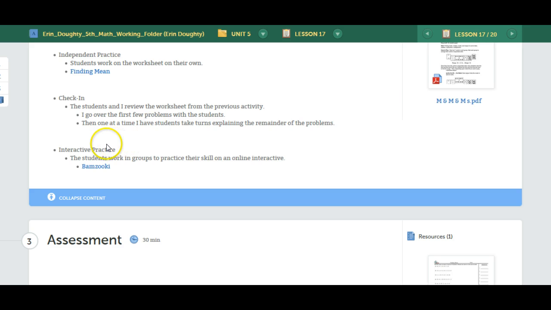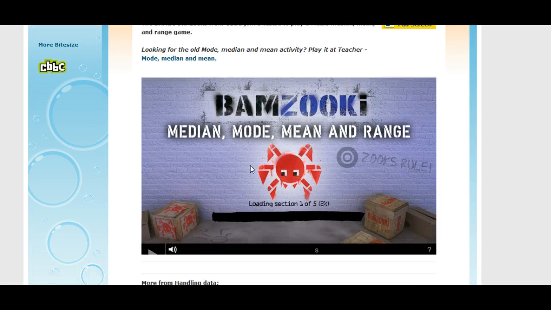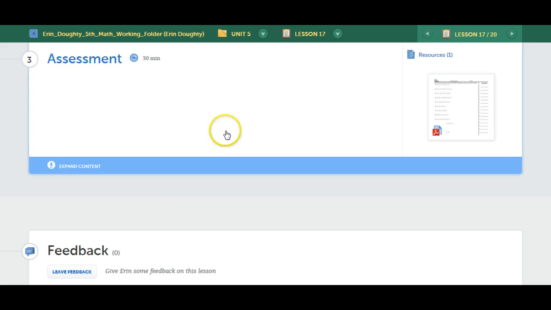The last day, we have an interactive practice for the students called Bamzuki, and the students have to find the mean, median, and mode, and the range. It's a fun little game. That's off of the BBC website.